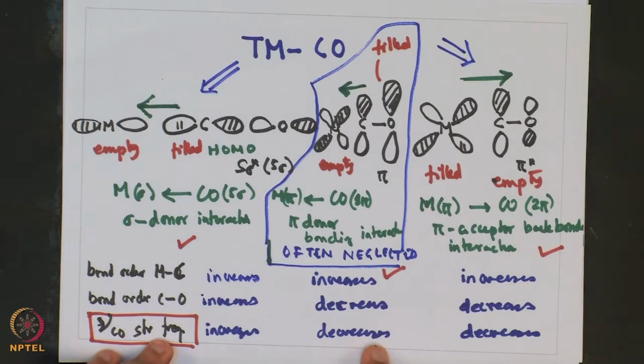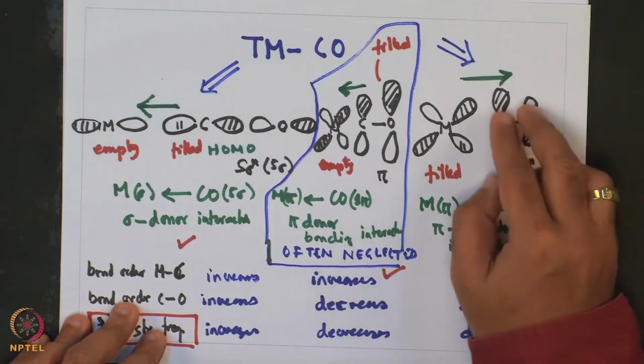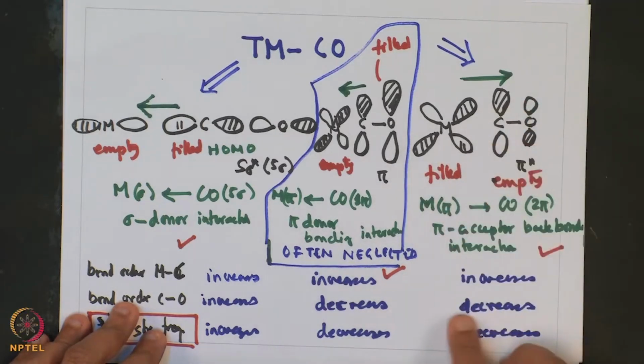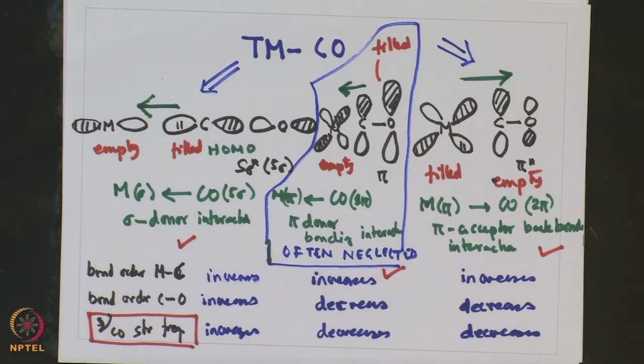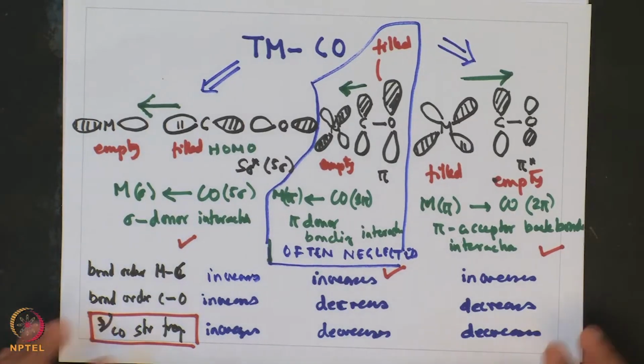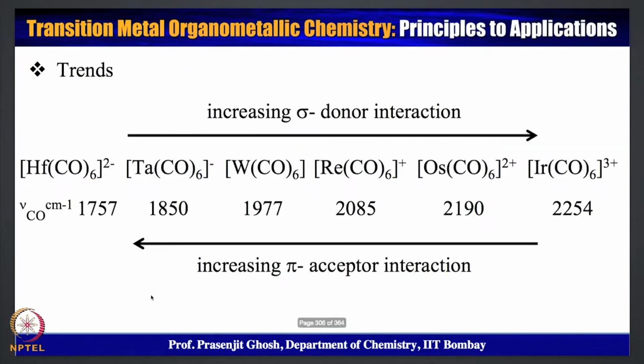Now, as for the metal to carbon pi star back donation, the electron donates onto the pi star orbital. If the pi star orbital gets populated, that means the CO bond order decreases, and as a result the CO stretching frequency decreases. So, this is a very important slide which gives a total perspective on how CO interacts with the metal and how this interaction may affect CO stretching frequencies. We are going to deal with these in more detail.